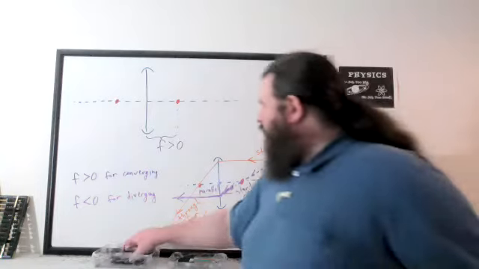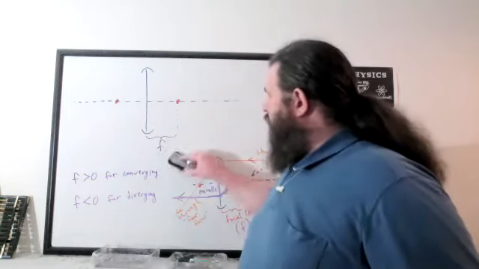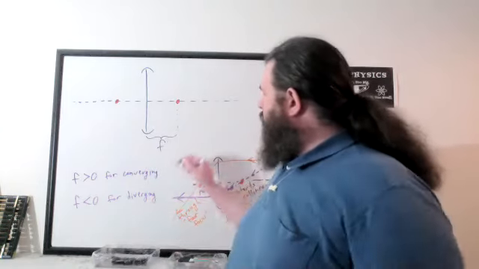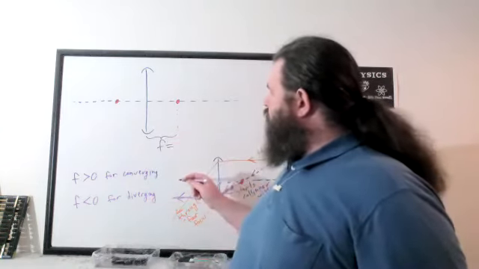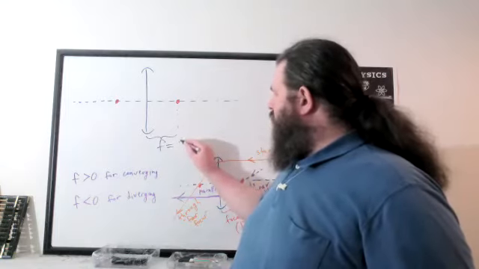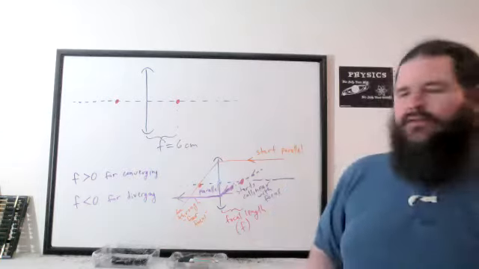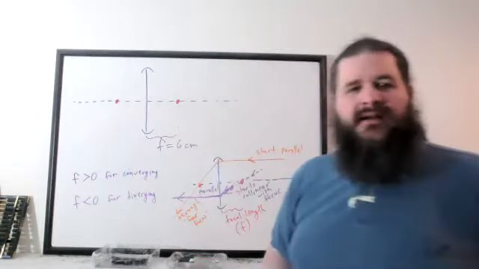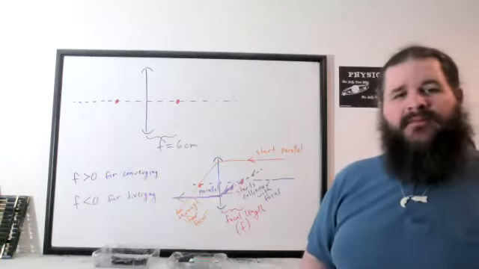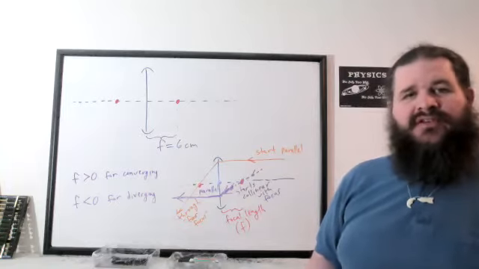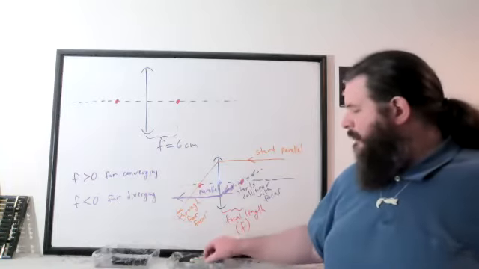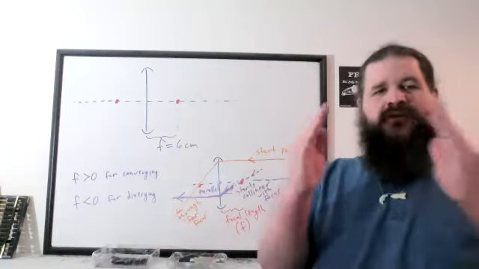In fact, let's assign a number to that. Let's say the focal length is 6 centimeters. And of course, there's one focal point on each side. They're both 6 centimeters away from the lens, because we're going to be measuring all the distances from the surface of the lens itself, or really from the center of the lens, but we're assuming it's infinitely thin.